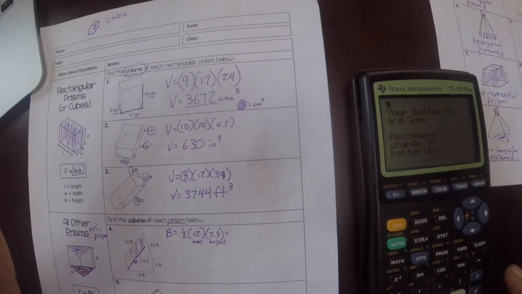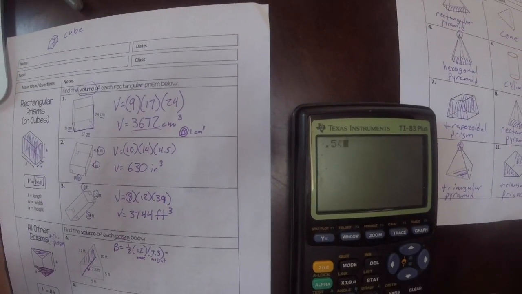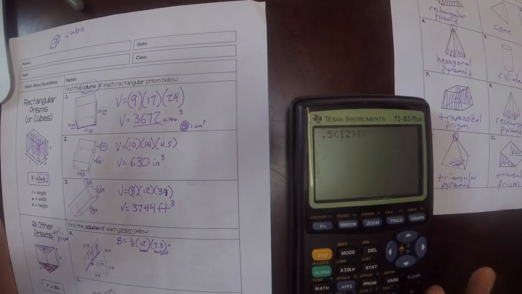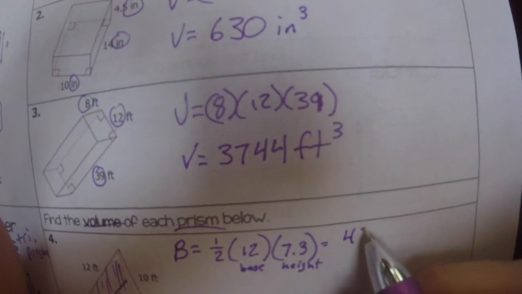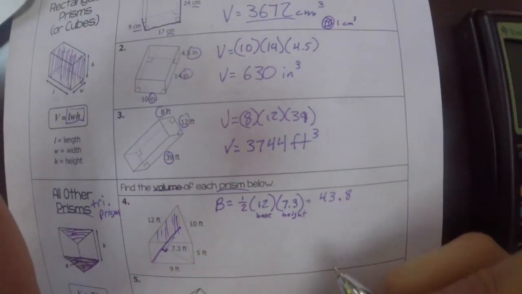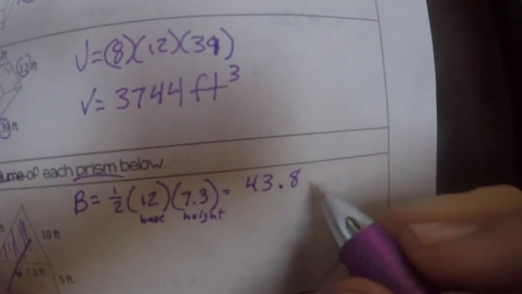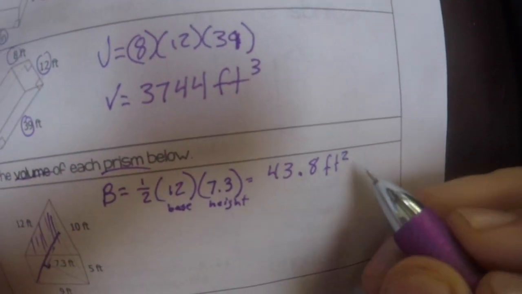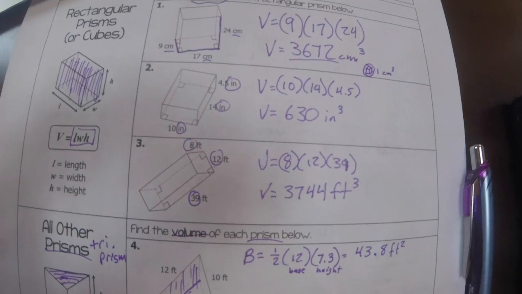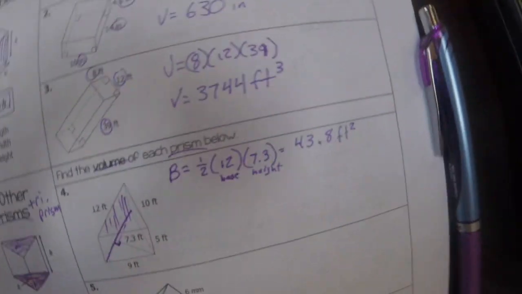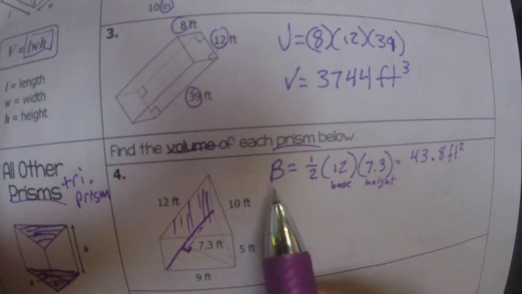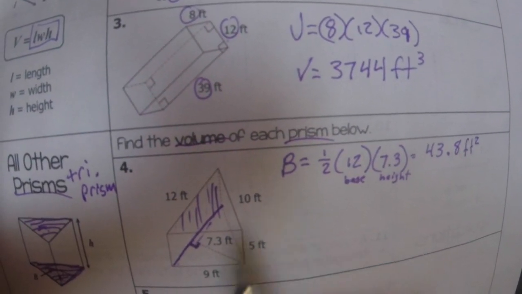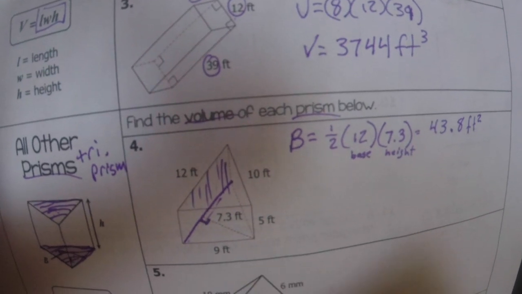So I have to do 1/2 times 12 times 7.3, and I get 43.8. 43.8 what? Well, since this is area, this is feet squared. Area and volume are completely different. So 43.8 feet squared. That's my B. That's the area of the base down here.